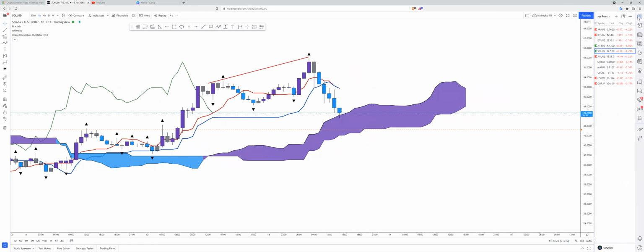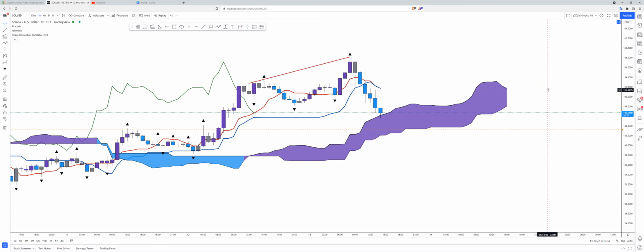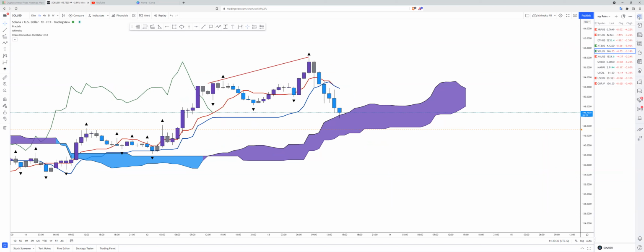Let's see. Y'all give me your pairs that y'all want to look at. I know y'all trade different pairs than I do. So if y'all have any Forex, stock or crypto that you want me to look at, let me know so I can look at it for y'all.